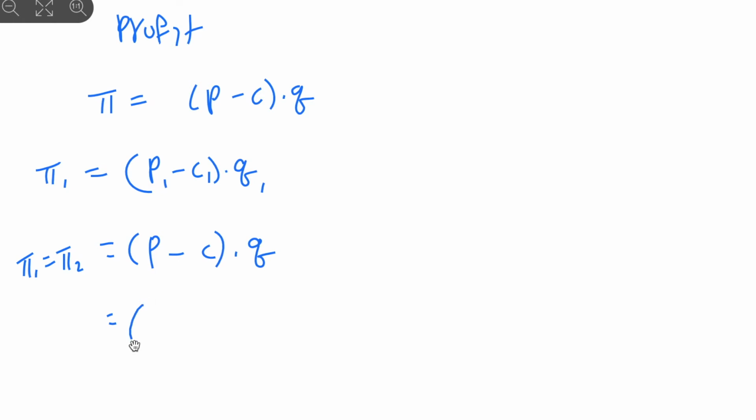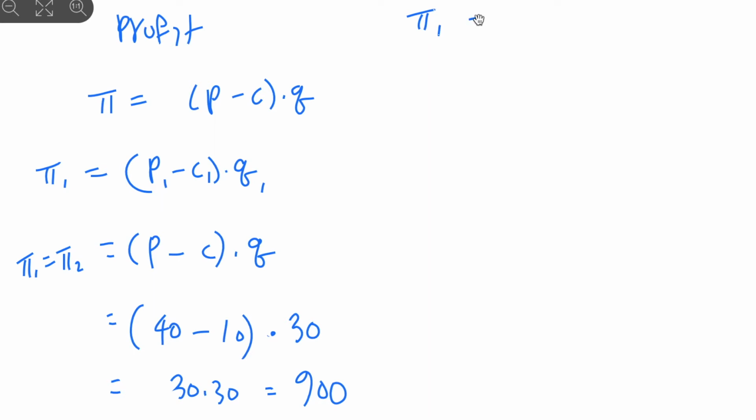Okay, so what is the price? We just calculated that, it was $40. What about the cost? We have the marginal cost at $10, right? And what about the production size? Each firm produces 30, right? So we have 30 times 30 equals 900 of profit for each firm. So profit for firm 1 equals 900, and profit for firm 2 equals 900.